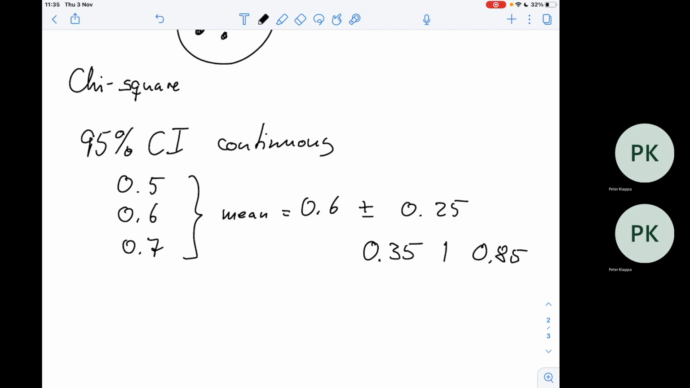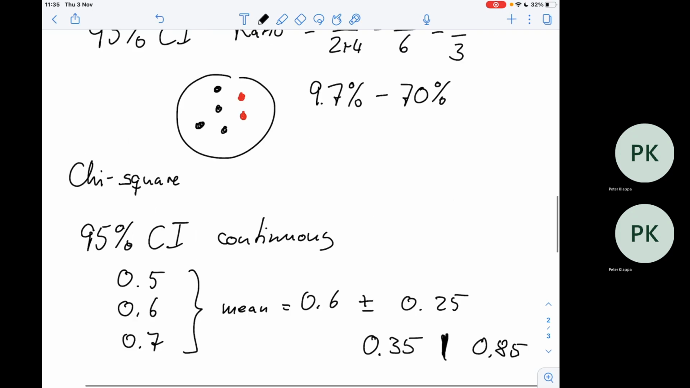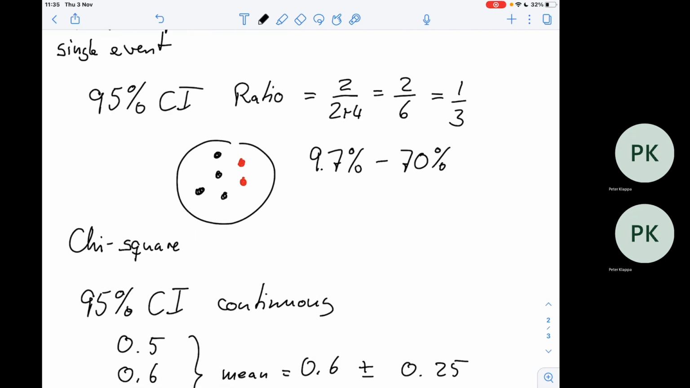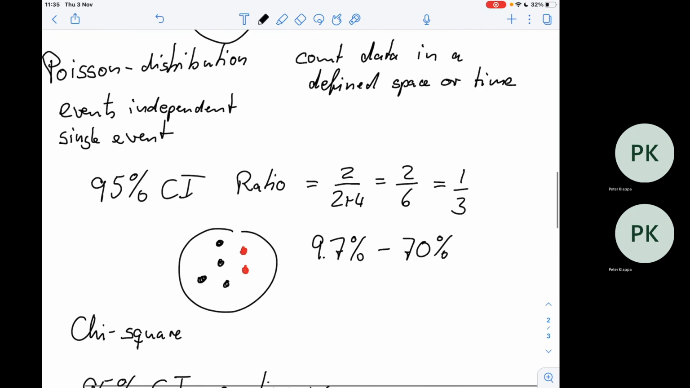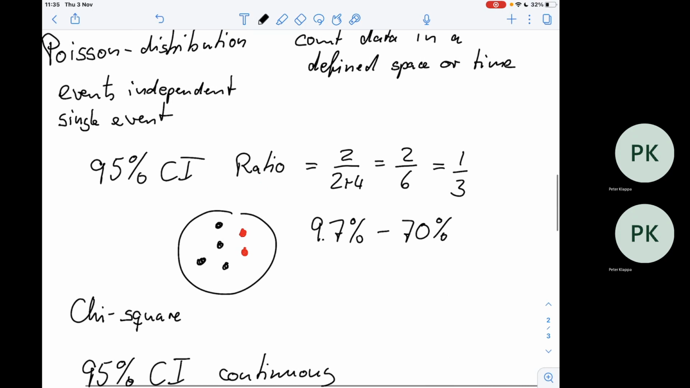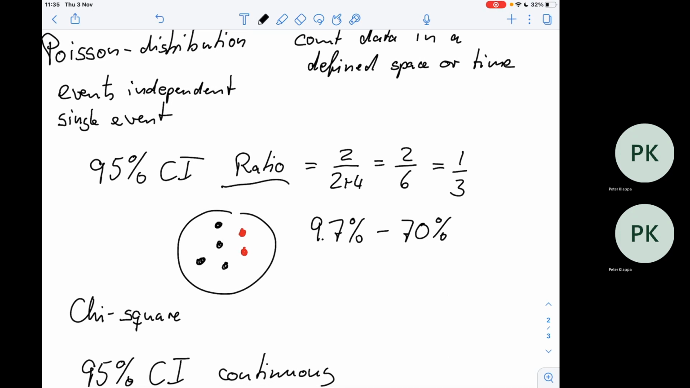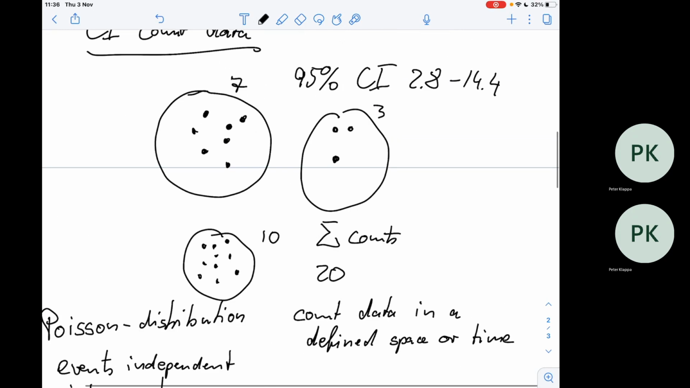And what you see is that the 0.6 sits bang in the middle. That is not always the case, because if you look at other distributions, for the ratio distribution that we had here, it's also pretty much in the middle. But for the count data, it's not in the middle. That is just specific to these different distributions.